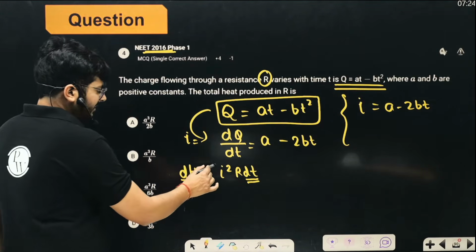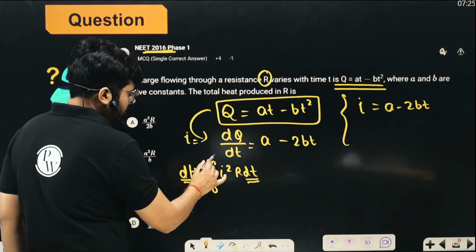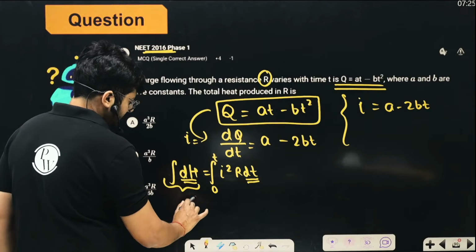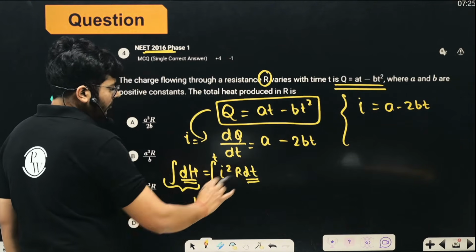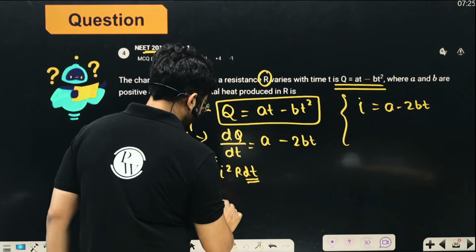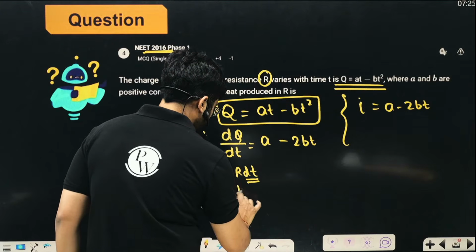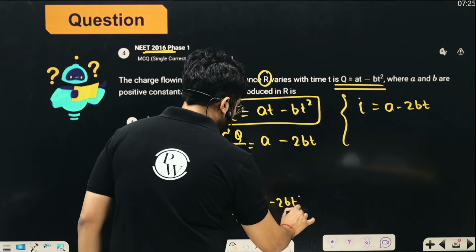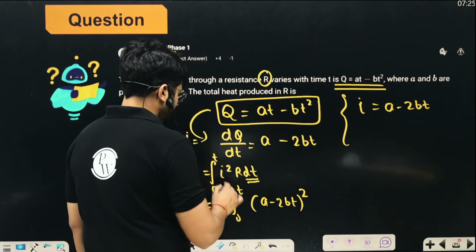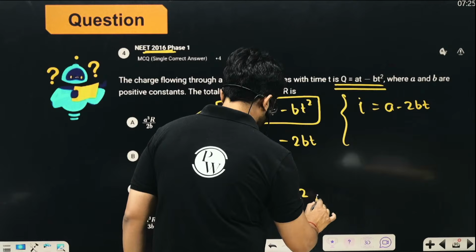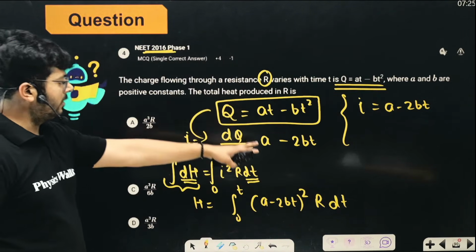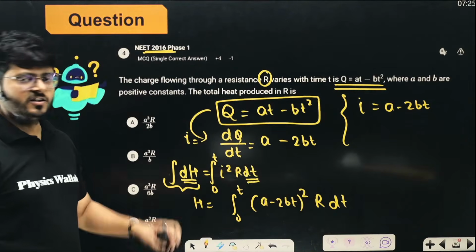Now, when the time changes from 0 to t, the total heat produced will be H, let us say. So just integrate the whole thing. The value of I is this, 0 to t, a minus 2b into t squared, right? And the R is there into dt, right? The resistance of this thing is constant, so it will come out of this integration sign.